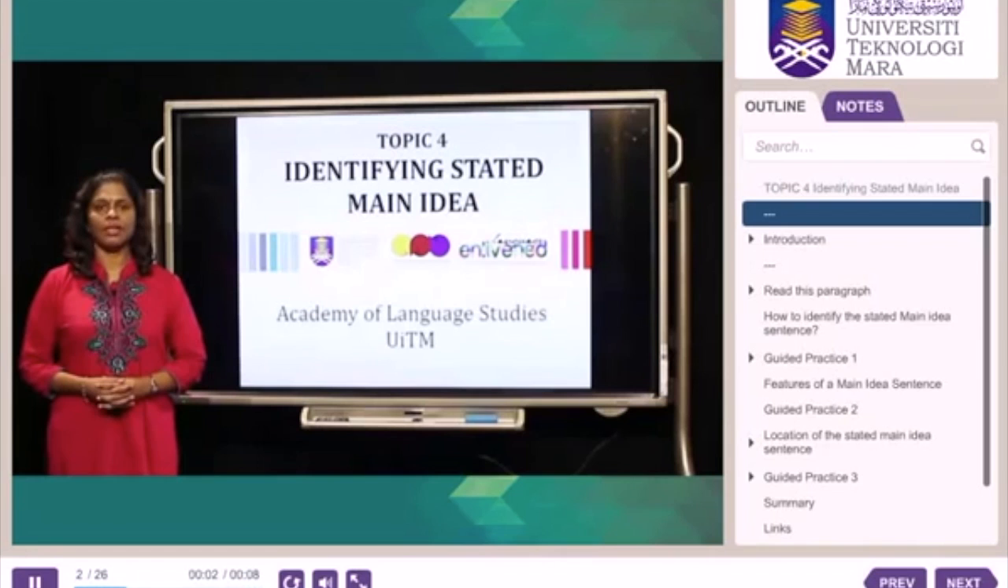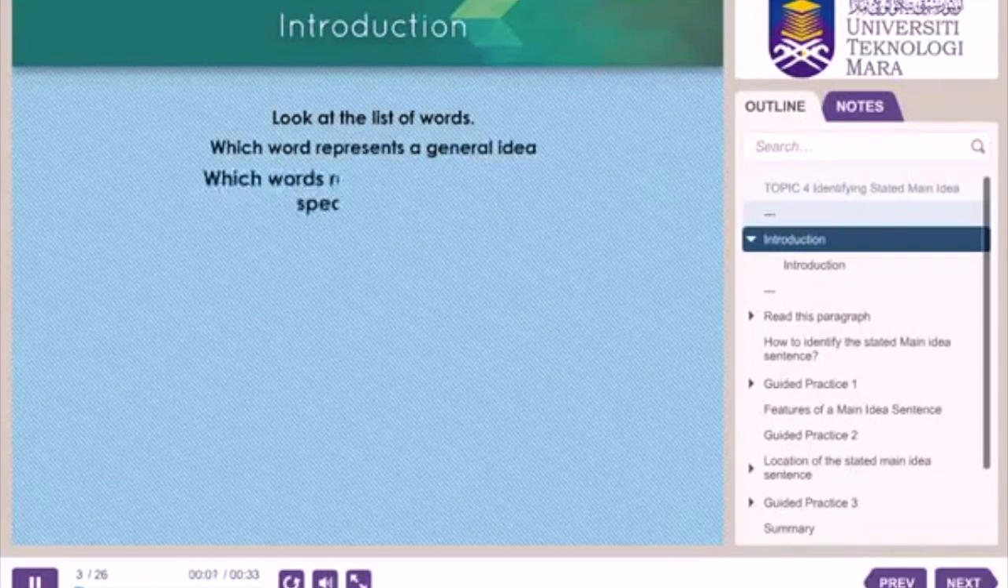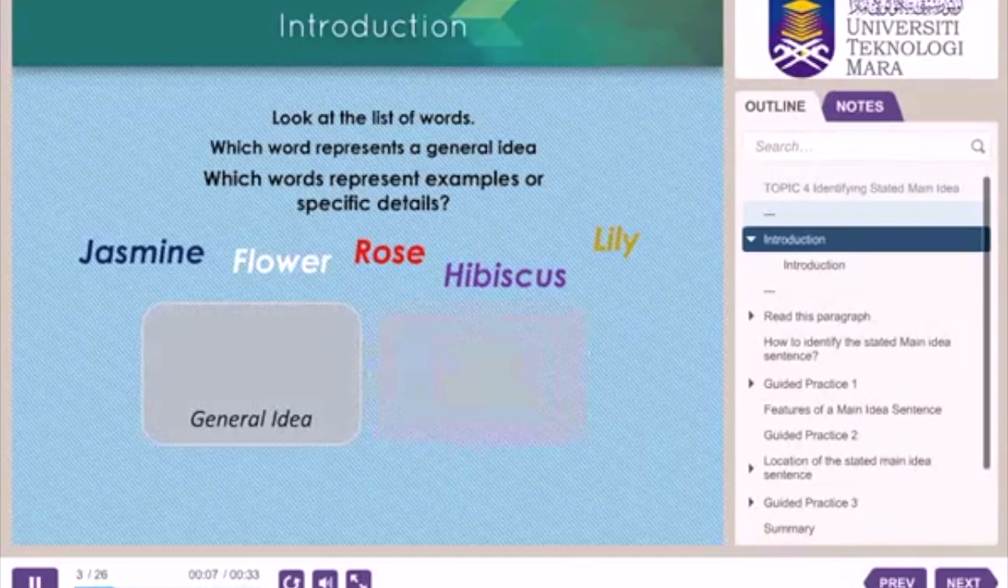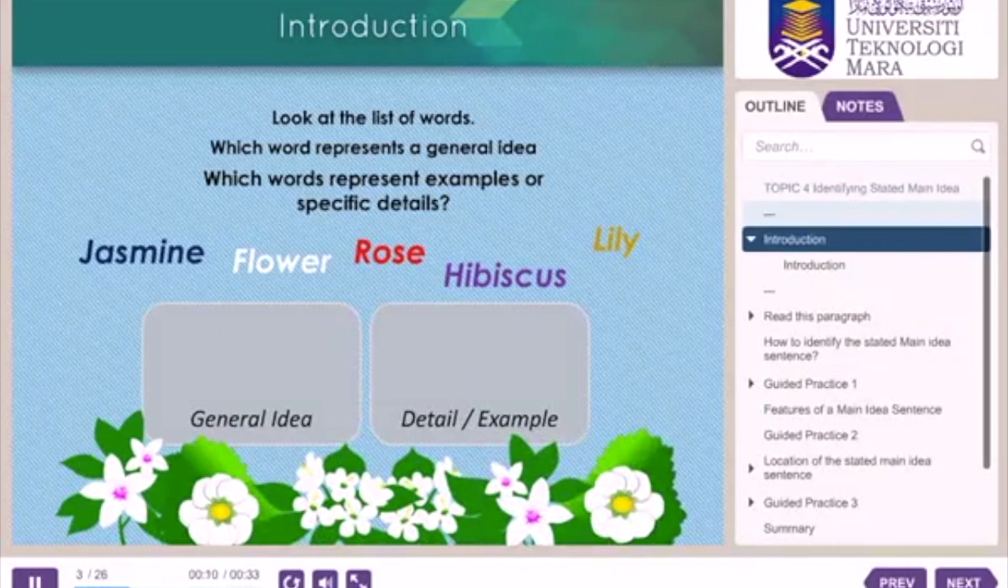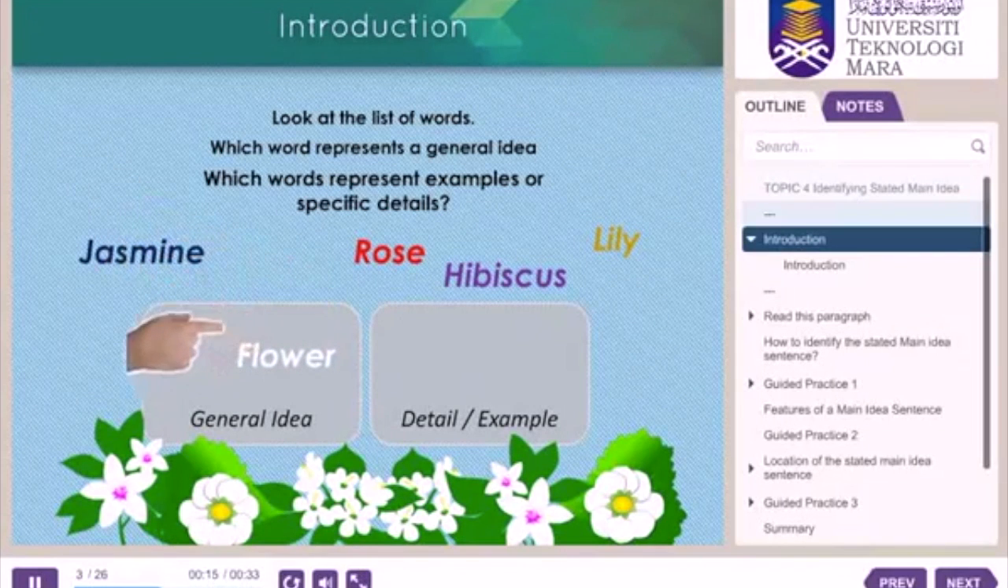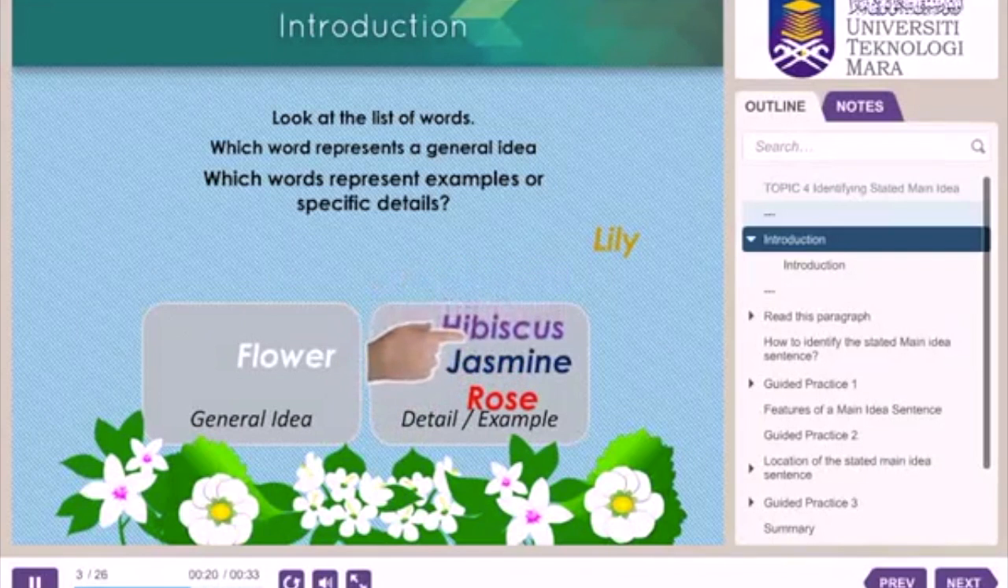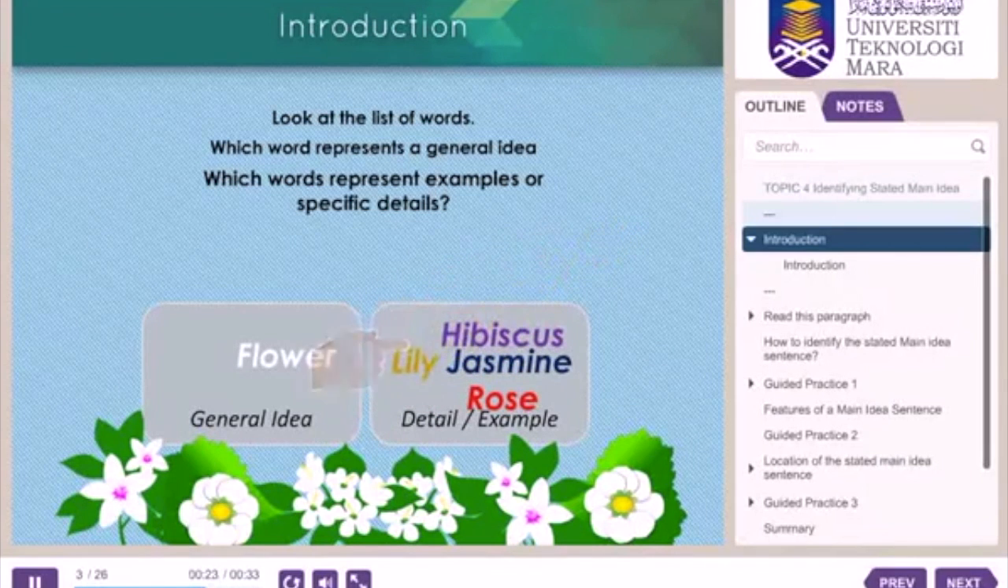Hello everyone. Welcome to topic 4, identifying stated main idea. Look at the list of words. Which word represents a general idea? Which words represent examples of specific details? As you can see, the word that represents the general idea is flower, and the words that represent examples are jasmine, lily, rose, hibiscus. Jasmine, lily, rose, hibiscus are examples of flowers.